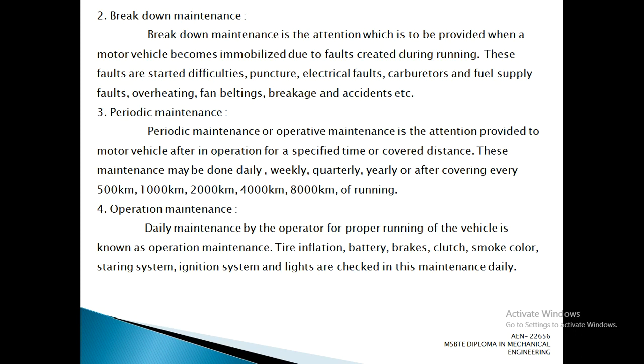Next, operational maintenance. Daily maintenance by the operator for running the vehicle in a proper way is called operating maintenance. This operating maintenance consists of tire inflation, battery, brakes, clutch, smoke color, starting system, ignition system, and lights, which are checked daily. That means for operational maintenance, a person has to properly check the tire inflation pressure, battery, brakes, and clutch, that is, the proper functioning of the vehicle daily. These are the different types of maintenance that have to be done to prevent the vehicle from breakdown.